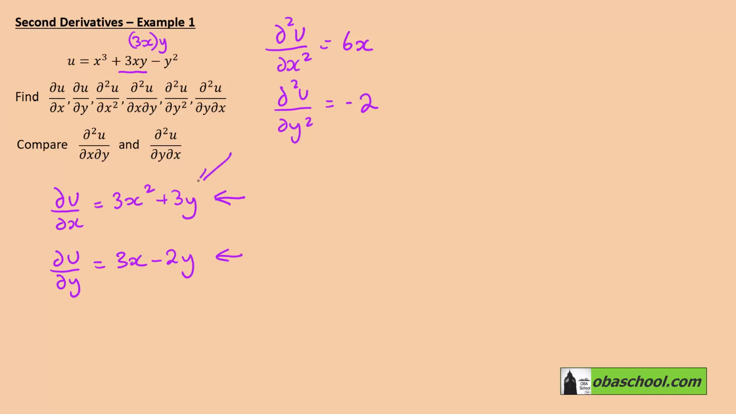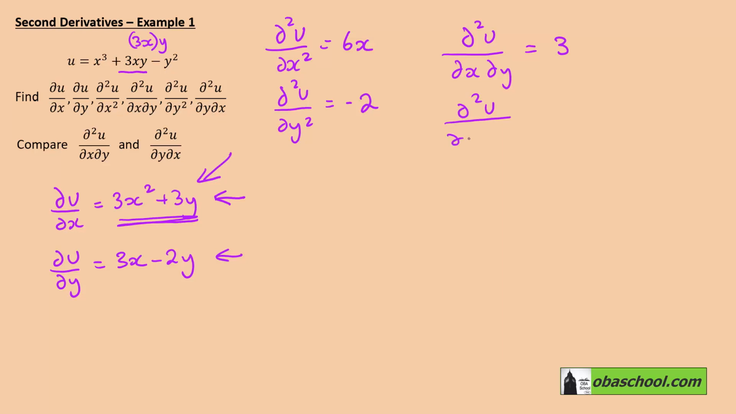So now let's come back to this one here and do d2u dx dy. So we're differentiating this one with respect to y. The first term would be considered a constant, so we'll differentiate to 0. And 3y differentiate with respect to y would become 3.